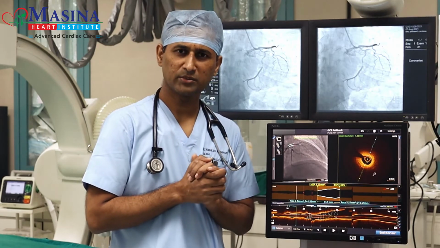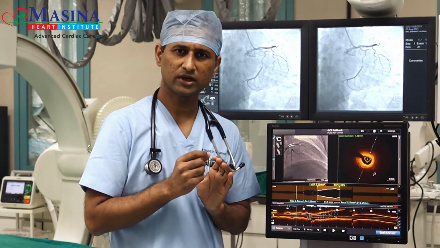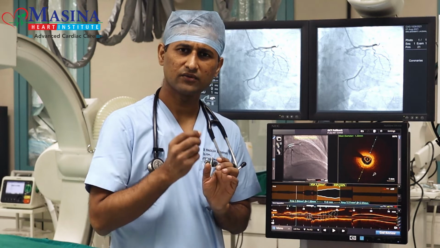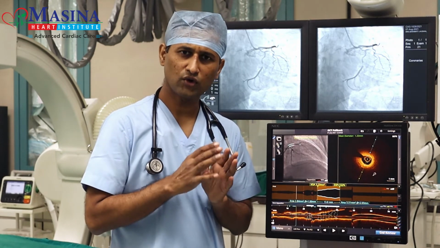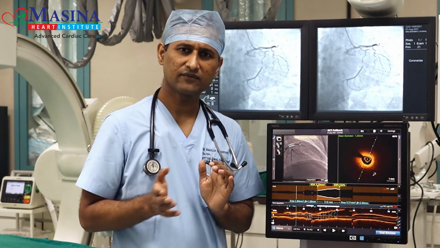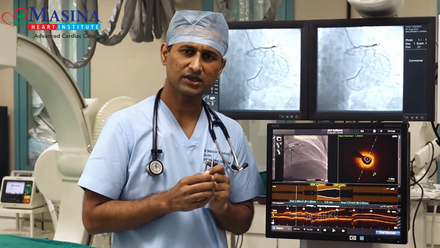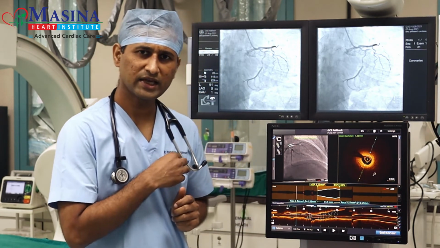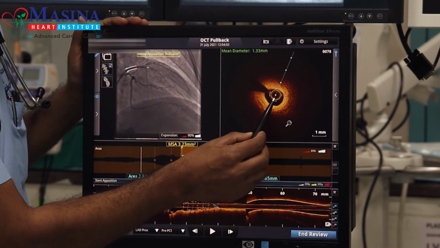OCT is an intracoronary imaging technique. It uses near infrared light to image the blood vessel from within. There is a very small light emitting source which emits light that falls on the walls of the blood vessel from inside, and the light is reflected back towards the source, and based on the percent reflection the image is formed. As we can see in this photograph, it gives us a clear idea of tissue composition.